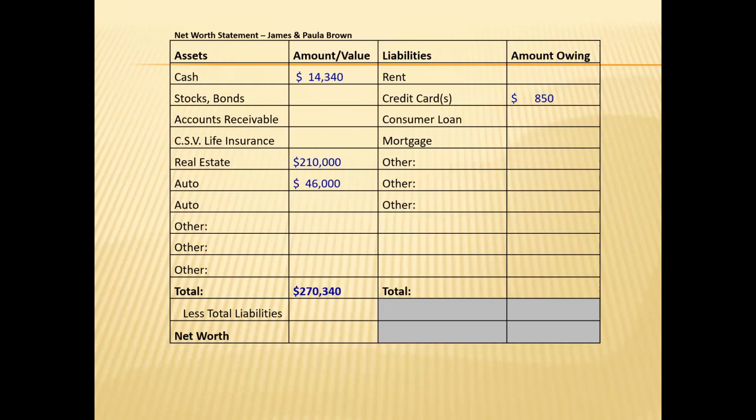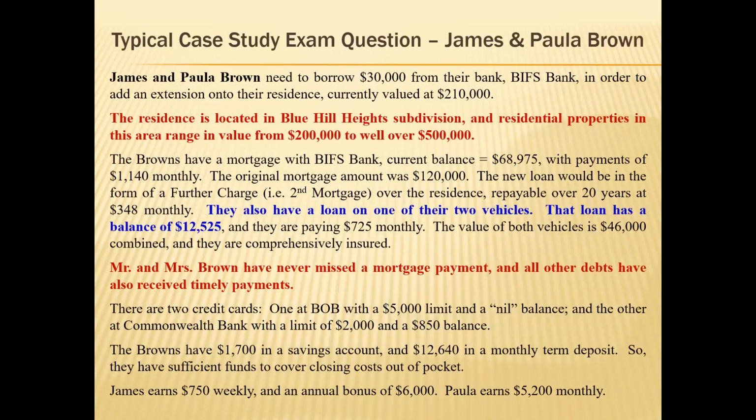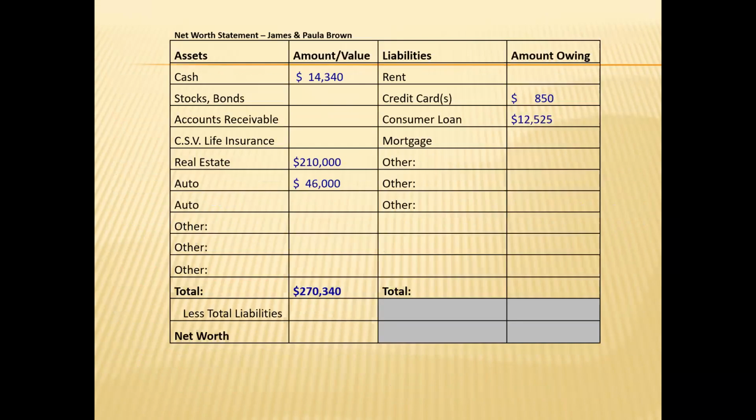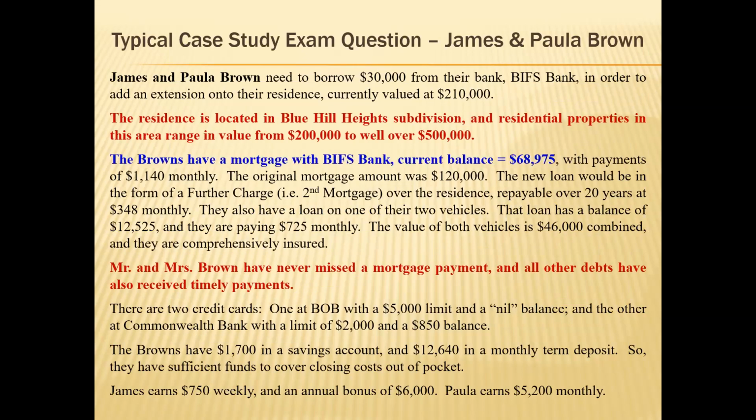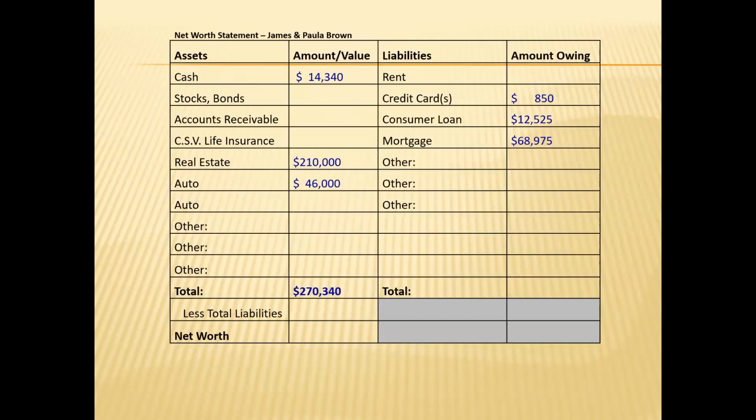Do they have consumer loan or loans? Yes. Okay, so it tells us that they have a loan over one of the two vehicles, and that the loan has a balance of 12,525. Okay, so we put that on the liability side, right? Yes, sir. What else do we have there? They have a mortgage. They have a loan outstanding of $68,975, sir. Okay, so we plunk that in there. Any other liabilities? No, sir.